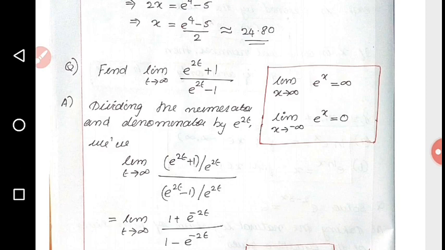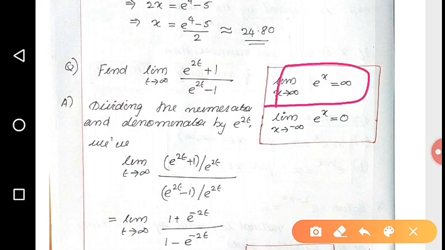Okay, so next problem, find limit t tends to infinity e raised to 2t plus 1 by e raised to 2t minus 1. We know that limit x tends to infinity, e raised to x is infinity. Now this is infinity by infinity form. But we also know that limit x tends to minus infinity e raised to x equal to 0.